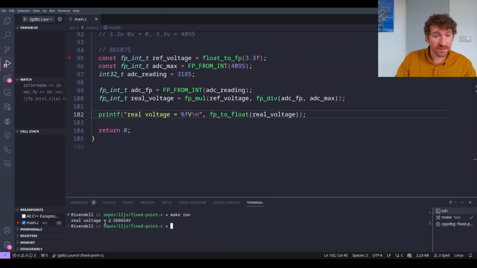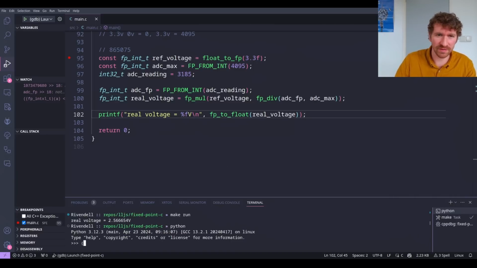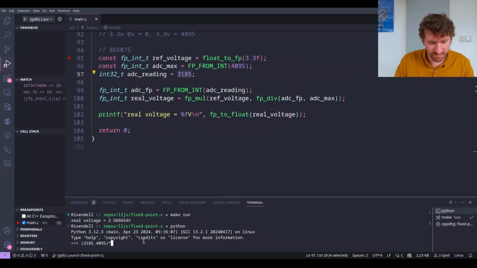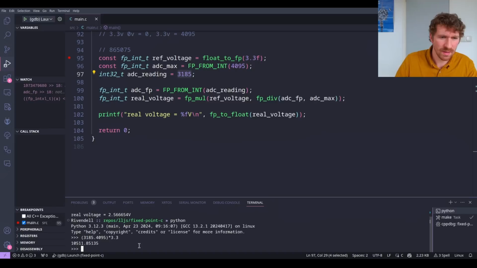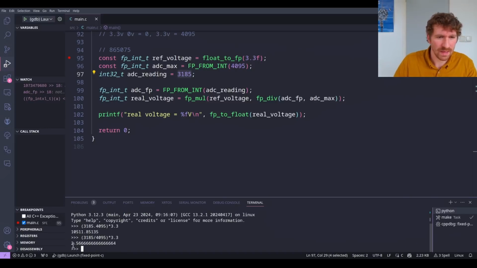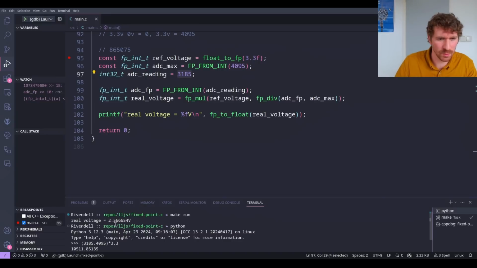Try again. Okay, so that looks about right. I'm just eyeballing it, but that seems approximately right. So if we were to do the same thing in Python, we would take this number, divide it by 4095, multiply that by our known reference voltage, which was 3.3, and that actually should be a division. And we get 2.56 with a bunch of repetitions, and here we get 2.56 with 3 repetitions and then 0.54.